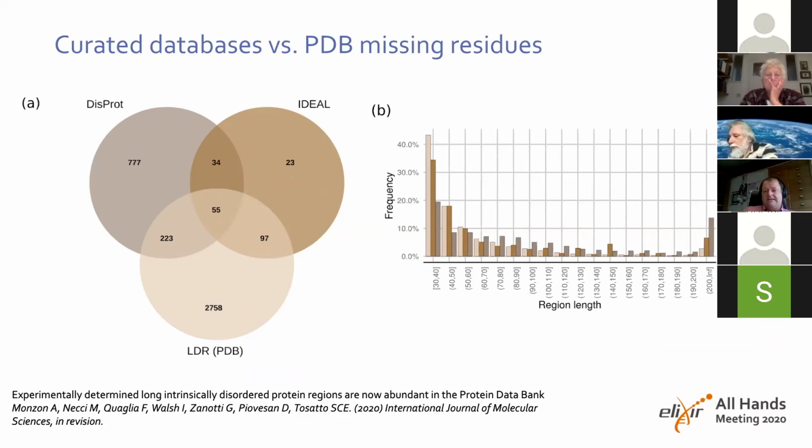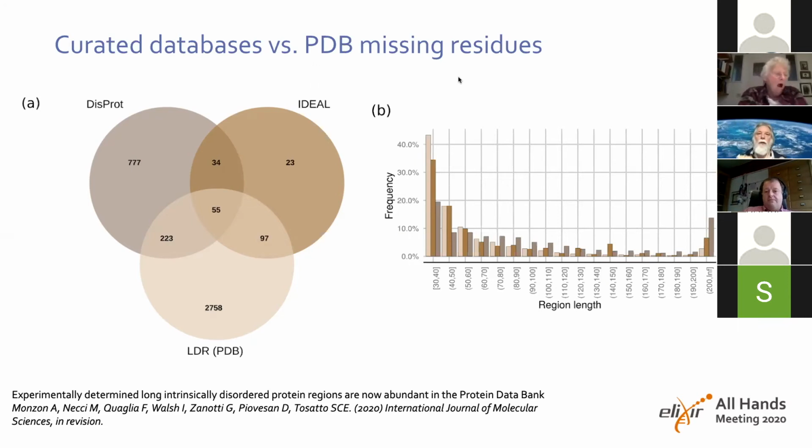As you can see on the right side, there's a distribution of the length of these regions. Now, the curated databases are enriched for the very long disordered regions, and the ones we have from the PDB tend to be on the shorter side, so between 20 and 100 residues, more or less. But even that relatively small fraction of very long regions is still a significant number. And so this is quite a wealth of data.